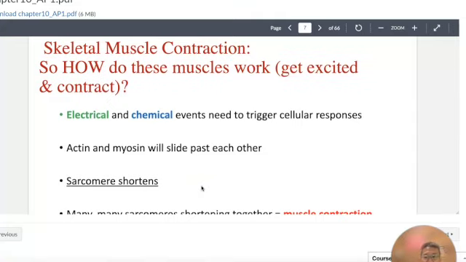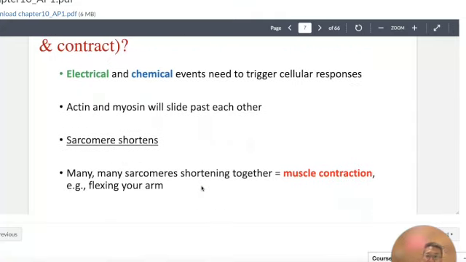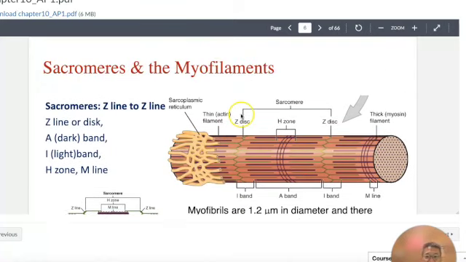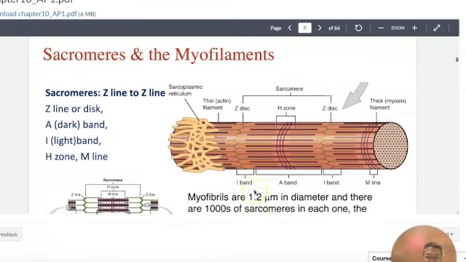So how does muscle contract? It uses electrical and chemical at the same time. Actin and myosin will slide past one another, and the sarcomere becomes shorter. Now again, the sarcomere is this guy. From the Z to the Z, it gets shorter.